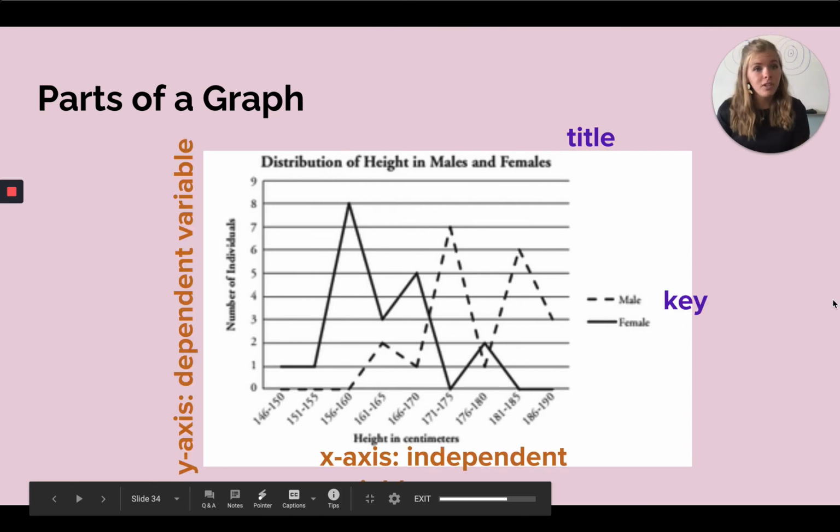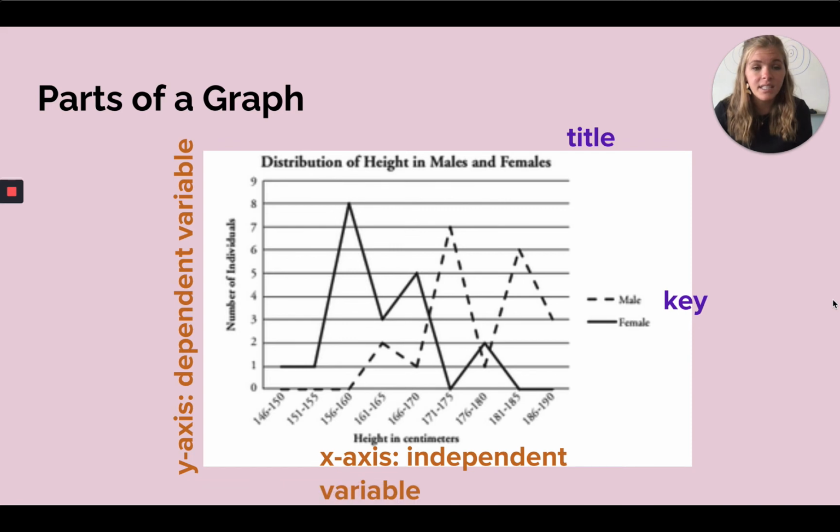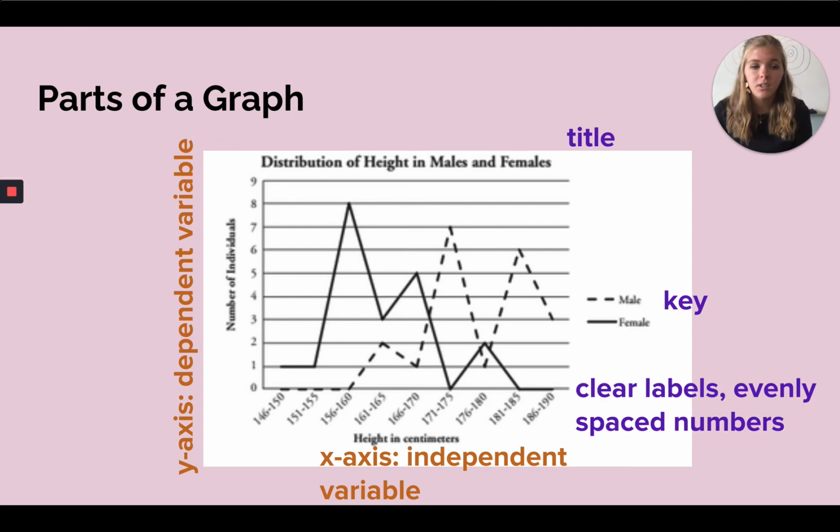Alrighty, we also could use a key. So in case we need it, we need to identify the differences in our graph. So we need a legend or a key to tell us what those differences are. And then we need clear labels and evenly spaced numbers on a scale.